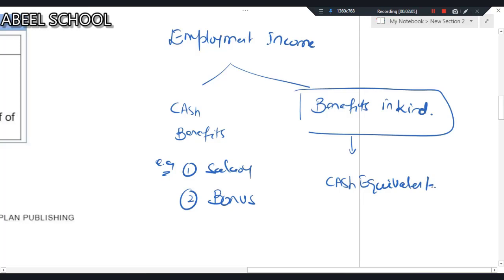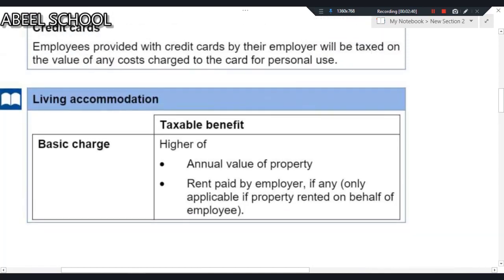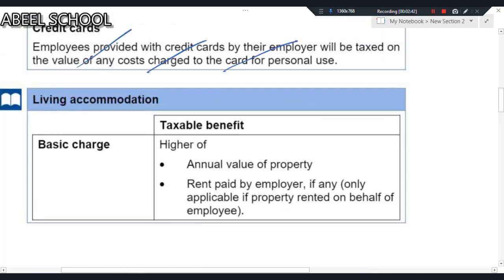So in employment income, when someone is working for an organization, the employer could be an individual, could be a company. So employment income consists of two types of benefit. One is cash benefit, for example, salary, bonus. Another is benefits in kind. In case of benefits in kind, you need to learn how to calculate the cash equivalent. The first benefit which we are discussing is accommodation benefit. Leave this part right now, we'll discuss this in some other videos.